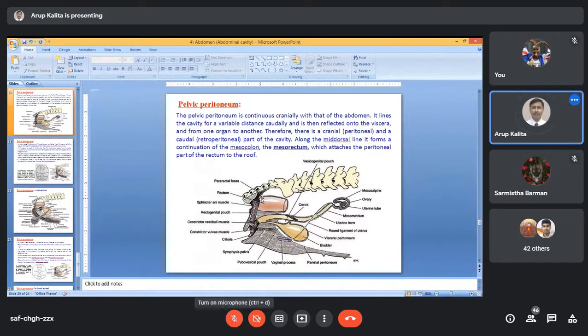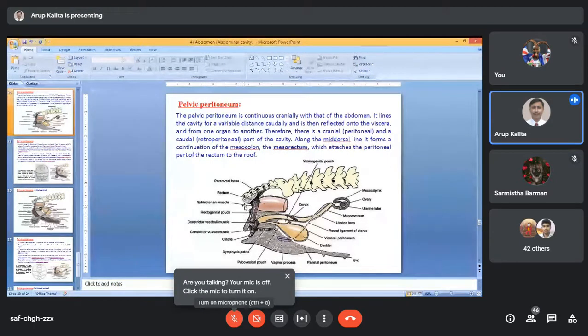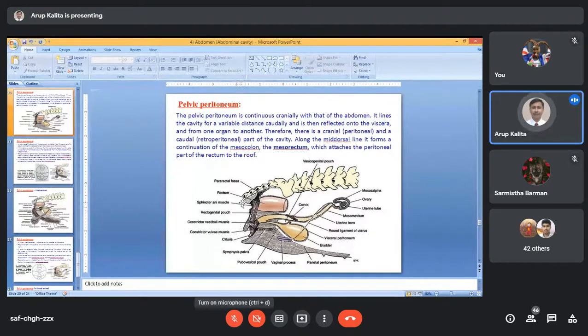Okay. The caudal 2/3 of the pelvic cavity is not covered by the peritoneum. And these structures present here, that is outside the peritoneal cavity, are called retroperitoneal position. Retroperitoneal means outside the peritoneal cavity. Now, where do you find retroperitoneal position? The caudal 2/3 of the pelvic cavity. Clear?